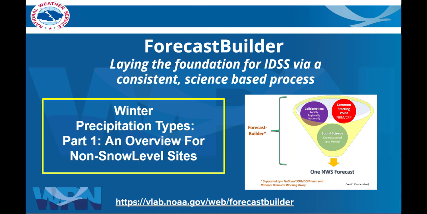This video is part 1 that covers winter precipitation operations, and it is for sites that are not using snow level grids. It is recommended that you have already reviewed the Warm Season Precipitation Types module and feel comfortable with that functionality before beginning this module.